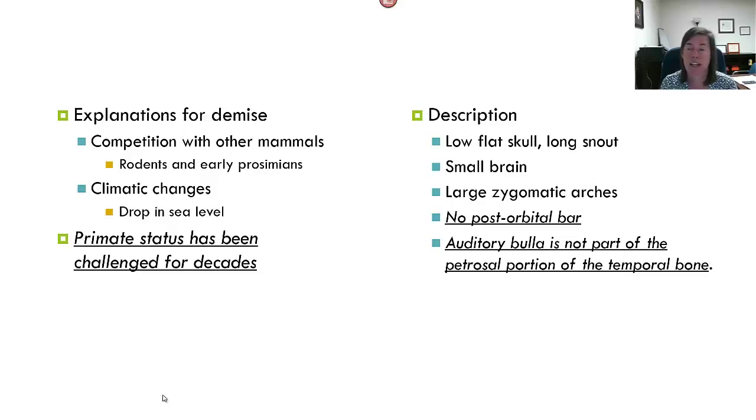They have a low flat skull, a long snout, a small brain, large zygomatic arches. The primary reason that I do not consider them primates at present is that they do not possess a postorbital bar. Remember this bony ring surrounding the eye? No plesiadapiform possesses a postorbital bar. In addition, the auditory bulla is not part of the petrosal portion of the temporal bone, another really good synapomorphy for these non-human primates.